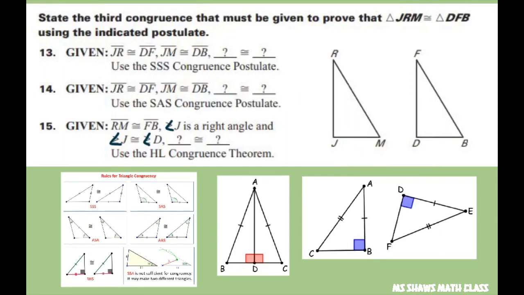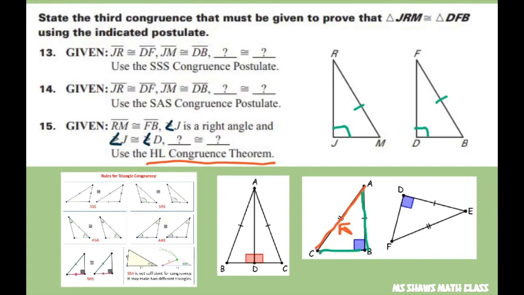And finally, the last one, we're going to use the hypotenuse-leg congruence theorem. That has to do with right angles. So we know the side across from the right angle is the hypotenuse. The other two sides here are the legs. So what it's saying is that RM, where's RM, is congruent to FB, and that J is a right angle, and that D is congruent to J, so that's also a right angle.